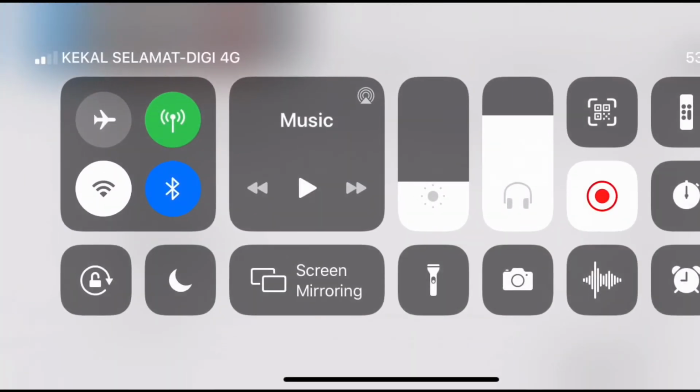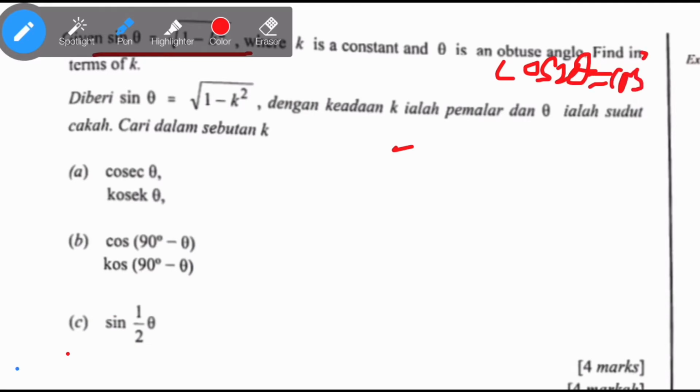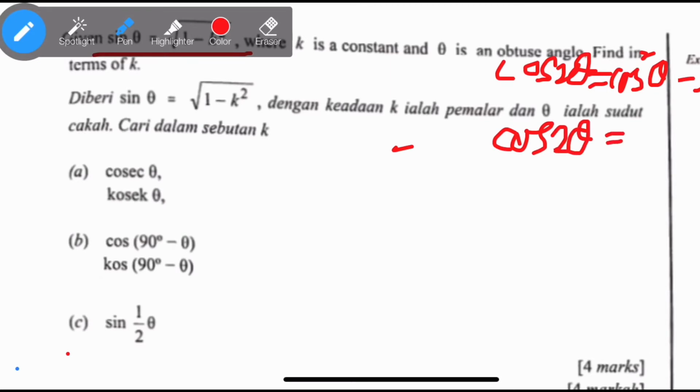Okay, under the formula list, you try to find the formula to do with sine theta, and we want to relate it with cos 2 theta. So for cos 2 theta we have 3 formulas. One of the formulas is cos 2 theta equal to cos square theta minus sine square theta, remember? That's the first formula for cos 2 theta.